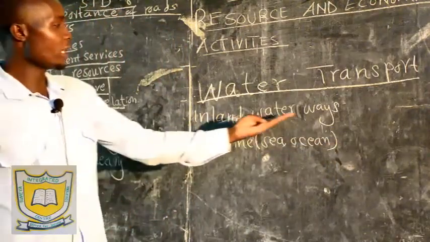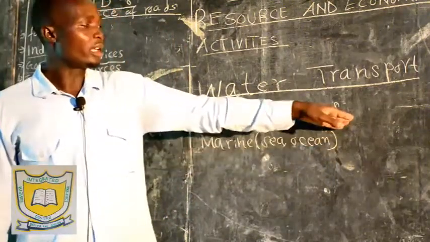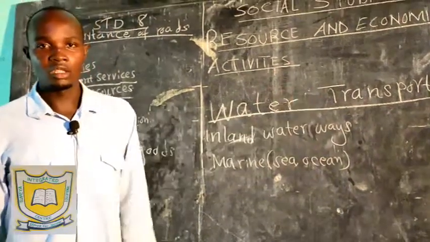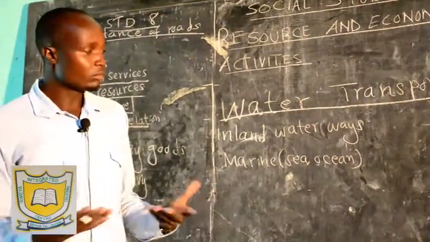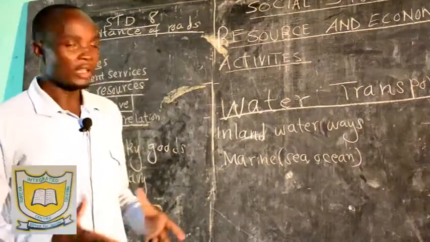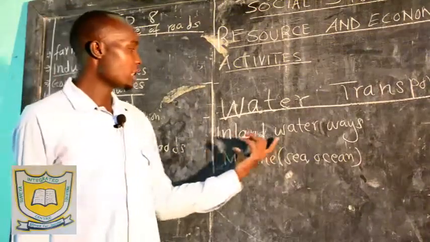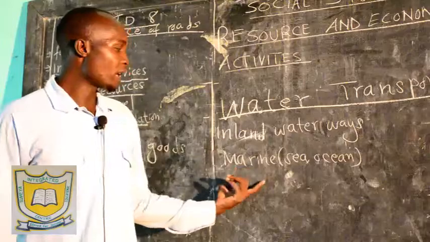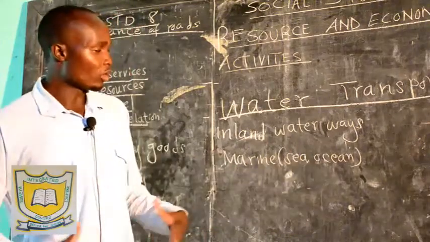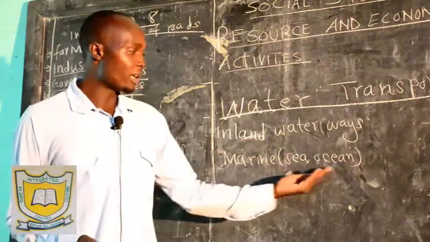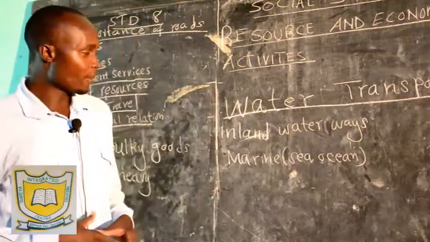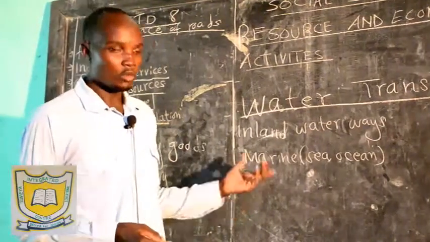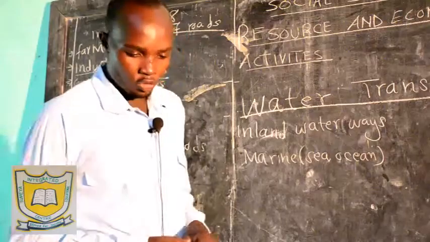So inland waterways are fresh areas of water like lakes. Talk about some rivers, because some of the rivers are navigable. That's what we call inland waterways. Then marine means the salt waterways like the sea and the ocean. Talk about the Indian Ocean in Kenya and so on. So we want to look at water transport.